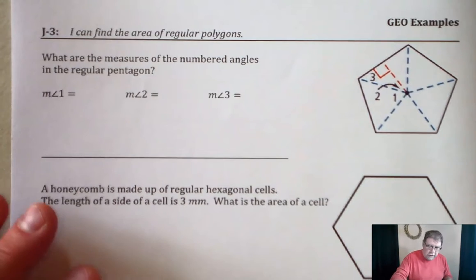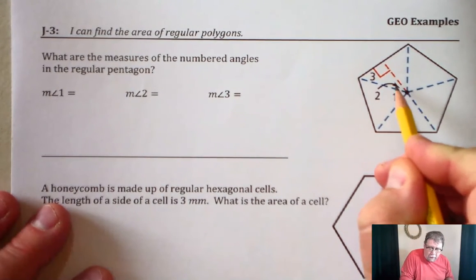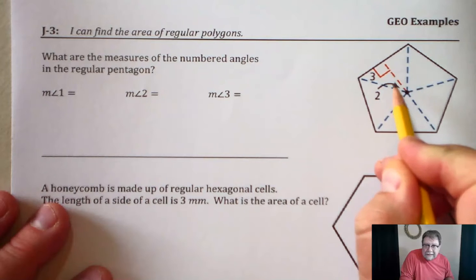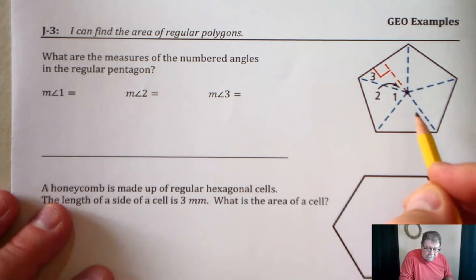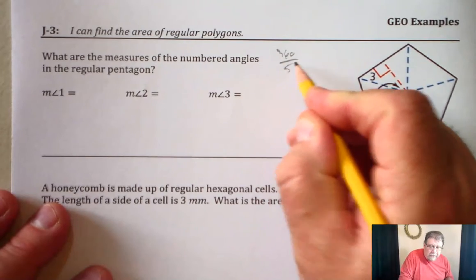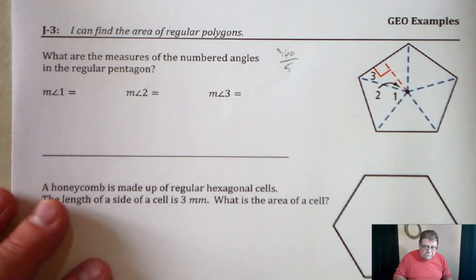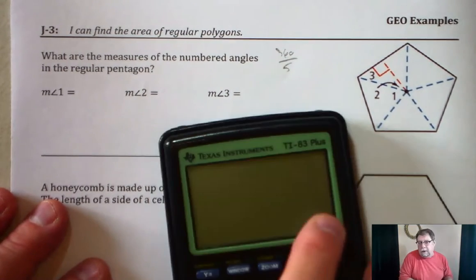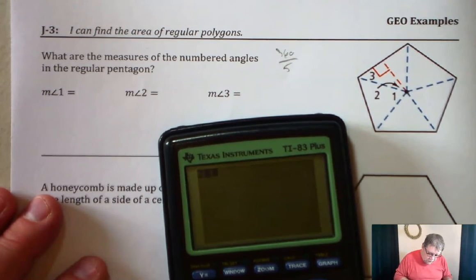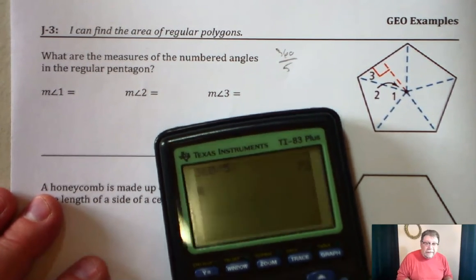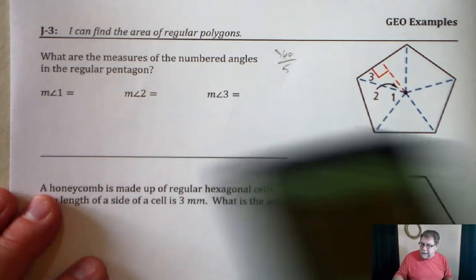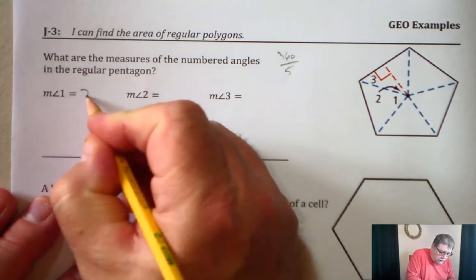So all I need to do is understand that if I were to go all the way around this center, there would be 360 degrees there. So to find the measure of angle 1, I would simply do 360 divided by the 5 triangles. That would tell me the measure of angle 1. Remember, they're all the same measure, so we're going to do 360 divided by 5. That gives me 72 degrees. So that means angle 1 is 72 degrees.